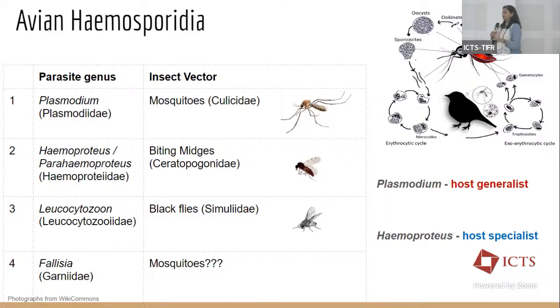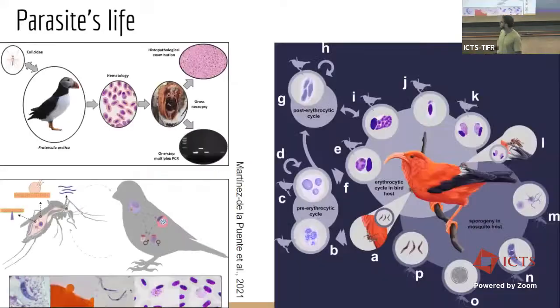This is why the molecular work is important to help us understand, even though parasite intensity might be very low. But there are no field symptoms. I can't look at a bird and tell if it has malaria or not. I have to sample blood or any other tissues.